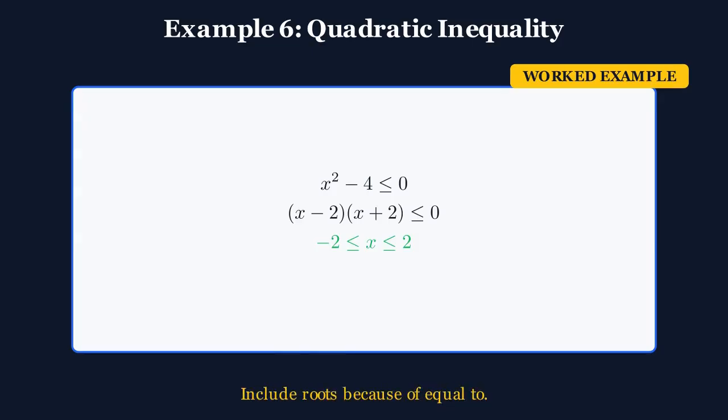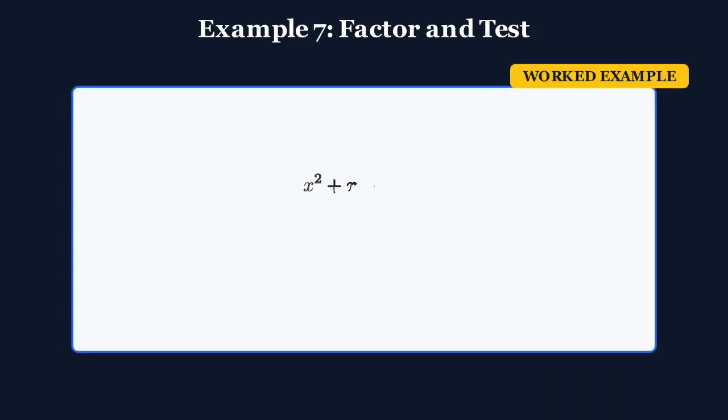Solve x squared plus x minus 6 greater than 0. Factor as x plus 3 times x minus 2. The expression is positive outside the roots, so x is less than negative 3 or x is greater than 2.